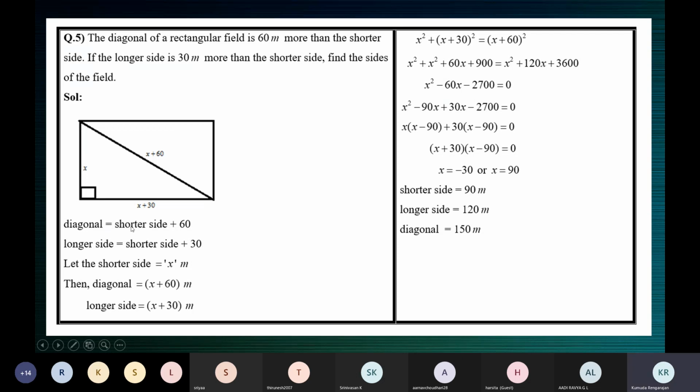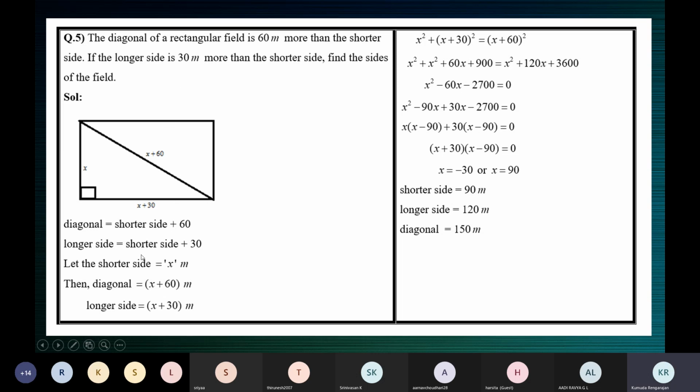So now the three sides here are the shorter side, longer side, and diagonal. When it's a rectangle, opposite sides are equal. If this is the longer side, that means these two are the longer sides, and this is shorter, so these two are the shorter sides. Because in a rectangle, opposite sides are equal.